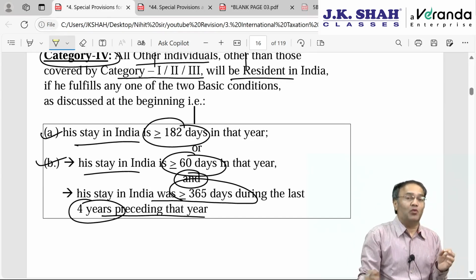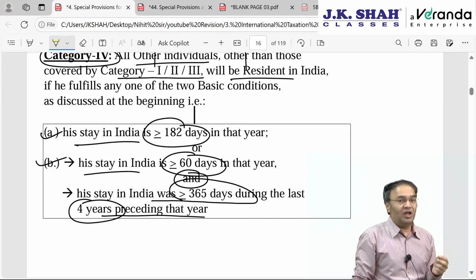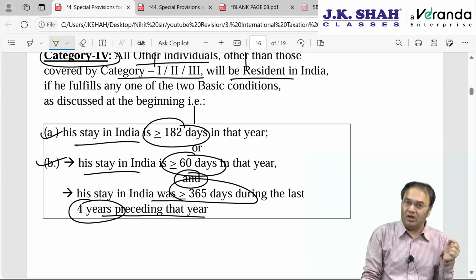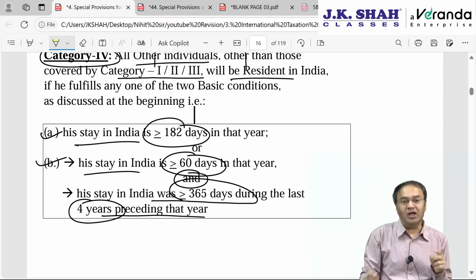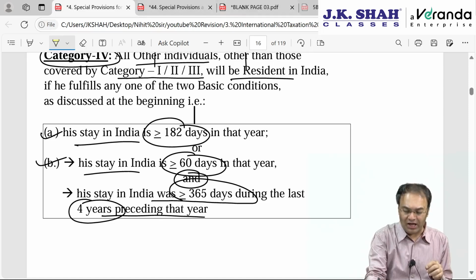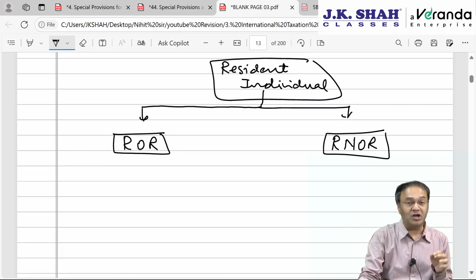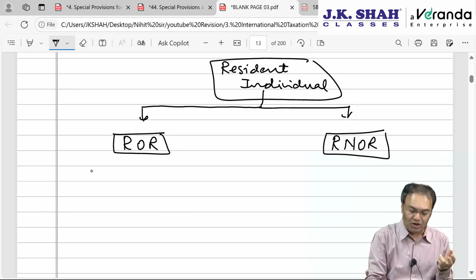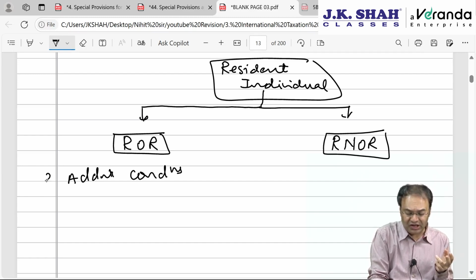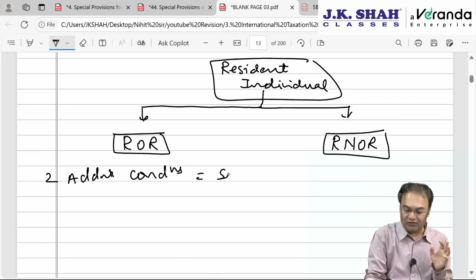Okay, now once the residential status is decided, then for individuals, once an individual is resident in India, he may be ROR or RNOR, depending on 2 additional conditions. Both must be fulfilled. The additional conditions are given in section 6 clause 6. How many additional conditions are there? There are 2 additional conditions given in section 6 clause 6.